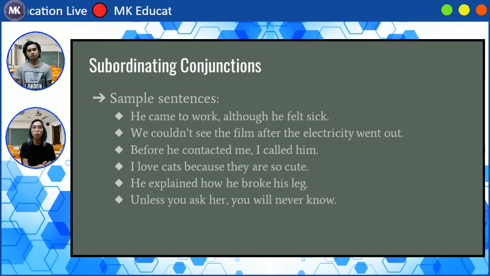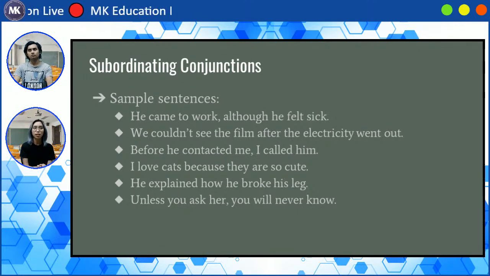He came to work, although he felt sick. In this case, the subordinating conjunction is the word although. Second, we couldn't see the film after the electricity went out. The subordinating conjunction here is the word after. Next, before he contacted me, I called him. The conjunction is the word before.